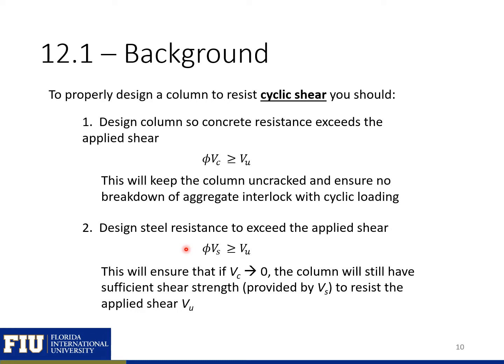And what this does is it ensures that as the shear is cycled and your V_c approaches 0, the column still has sufficient shear strength to resist the applied shear. So doing one of these will ensure that you have a resilient column to resist cyclic shear.